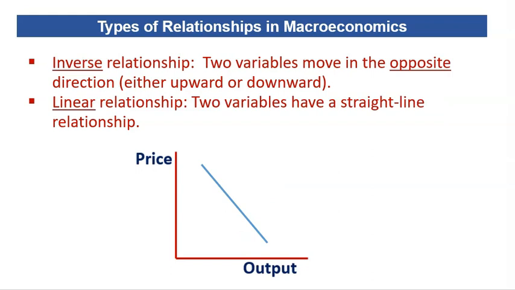Now, let's turn our attention to a price and output relationship that moves in opposite directions, such as represented by a demand curve. This relationship depicted on the slide is linear, again meaning that the price and output observations move in lockstep with each other, but in opposite directions.